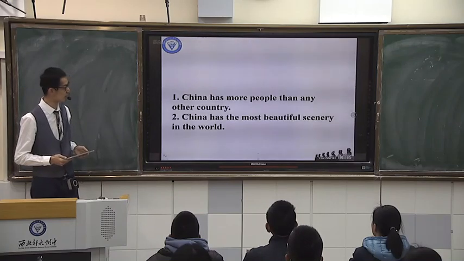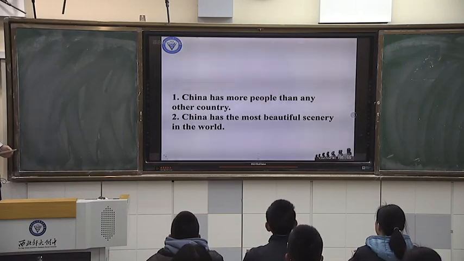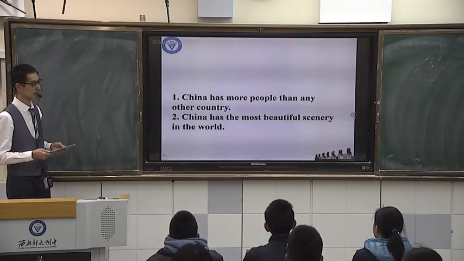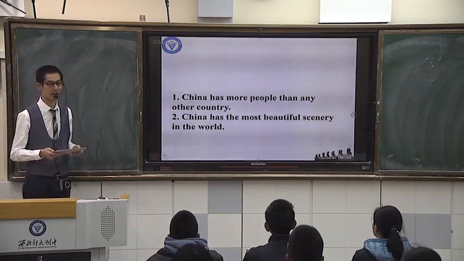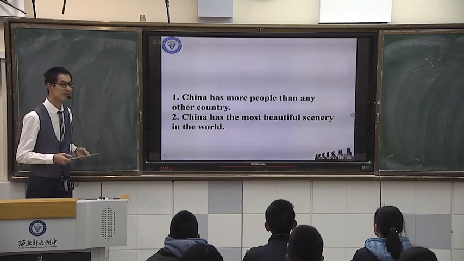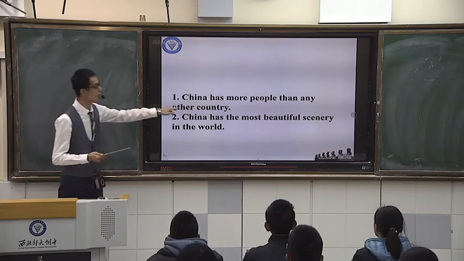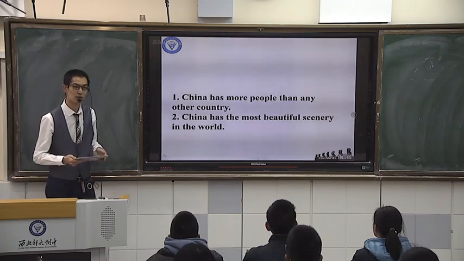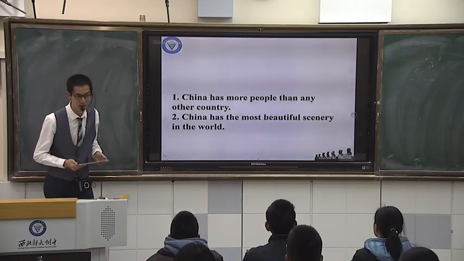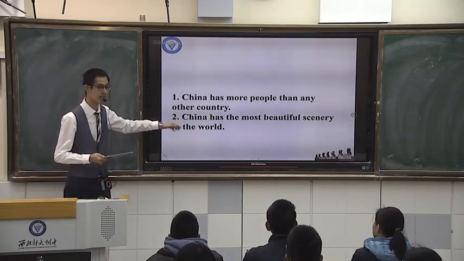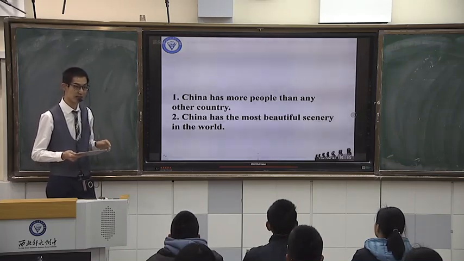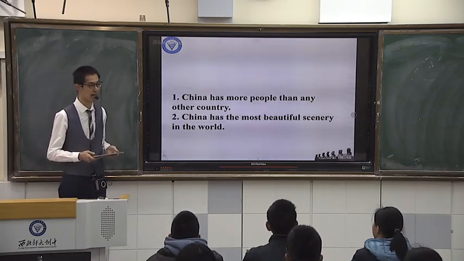Let's read the 2 statements. Boys, read the first one for us. China has more people than any other country. Okay, girls, read the second one. China has the most beautiful scenery in the world. Okay, are the 2 statements true to everyone? Does everyone believe so? Probably not, right? That's why I said sometimes what we read will trick us. And today we're going to look into the reason behind it.